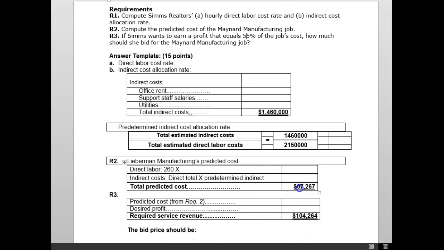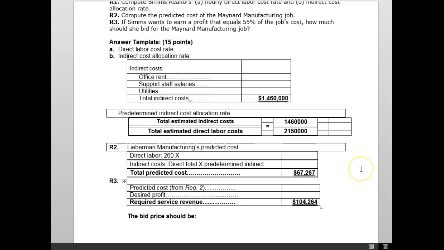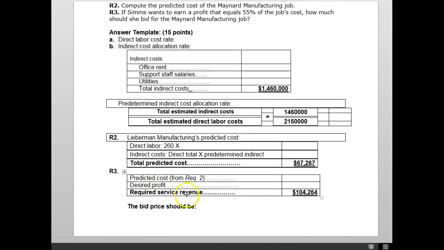So on the third one, they want to earn 55% of the job's cost. So you would take the predicted cost here, you would multiply that by 55% and put that number here and come up with hopefully $104,264. And that would give you the bid cost.